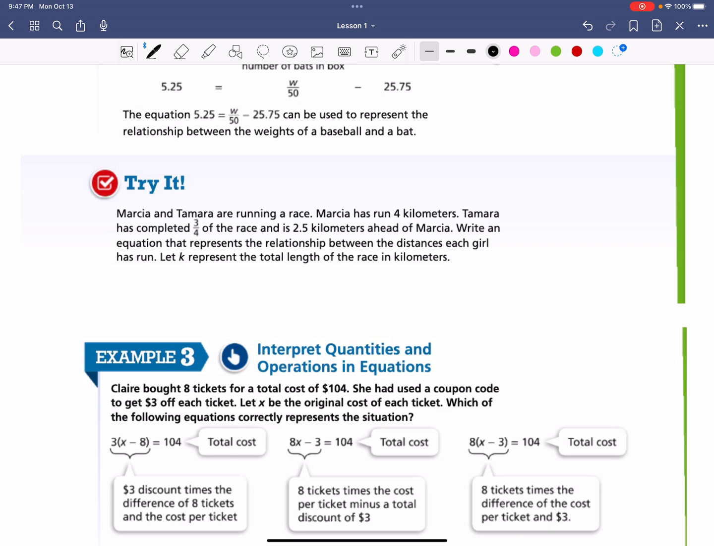Marcia and Tamara are running a race. Marcia has run 4 kilometers. Tamara has completed 3/4 of the race and is 2.5 kilometers ahead of Marcia. Write an equation that represents the relationship between the distances each girl has run. K represents the total length of the race in kilometers.